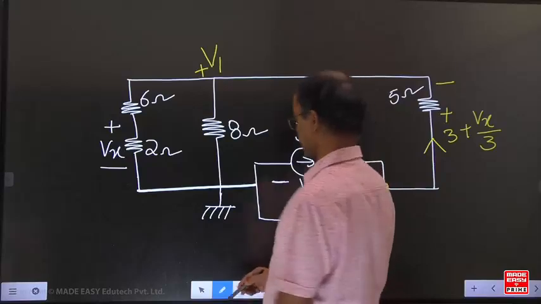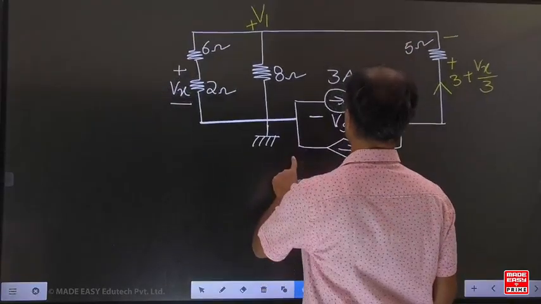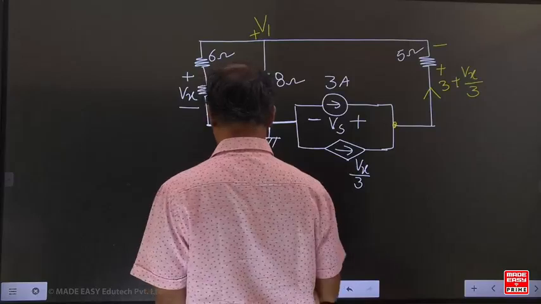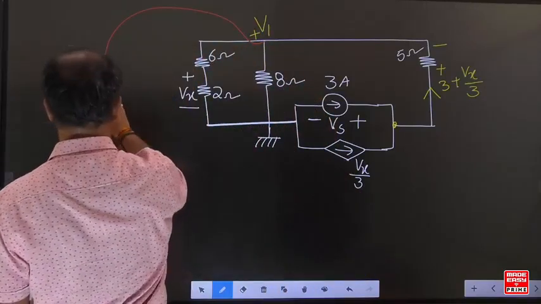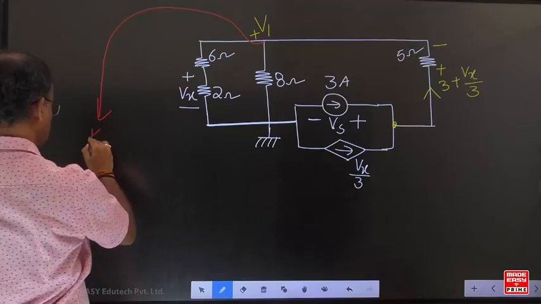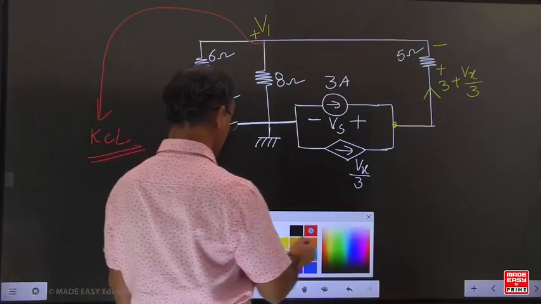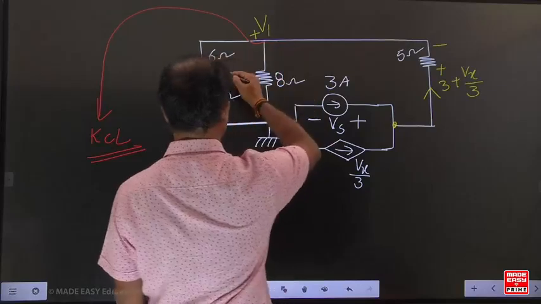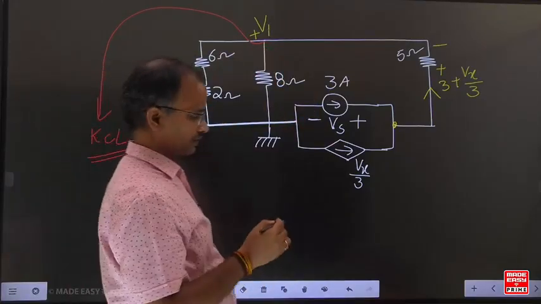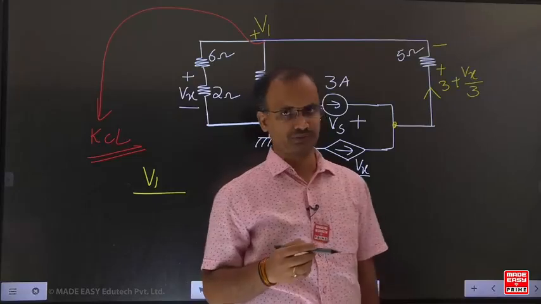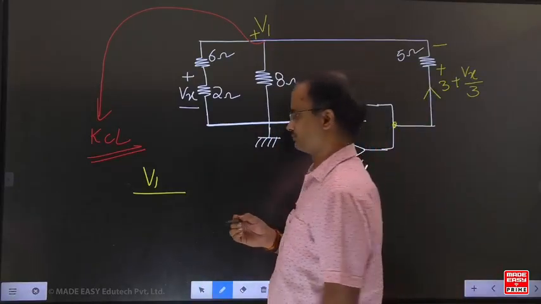Can you write the KCL equation at this node 1? In this example, can you write the KCL equation? Always the assumption is: current goes from the higher potential to lower potential.